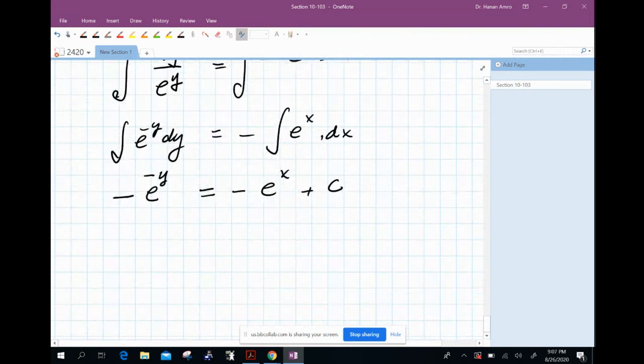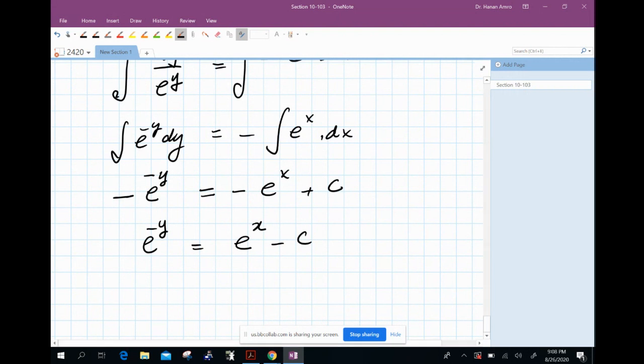First we divide everything by negative, so e to the negative y equals e to the x minus c. Minus c or plus c is the same thing, it's not going to make any difference for us. Now we need to simplify it a little bit further.